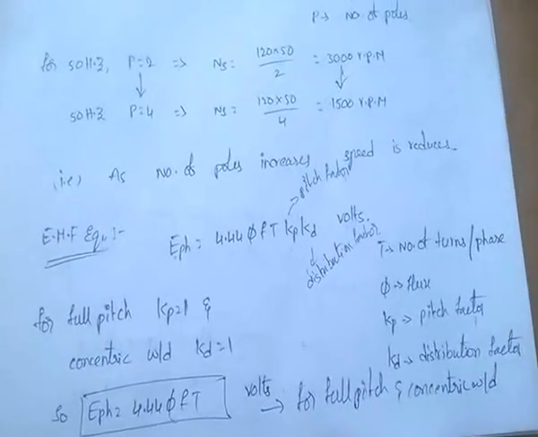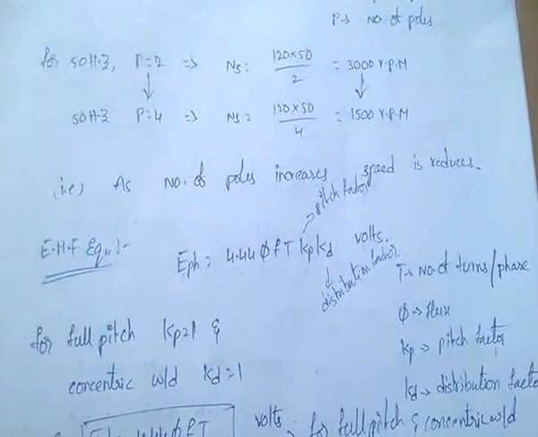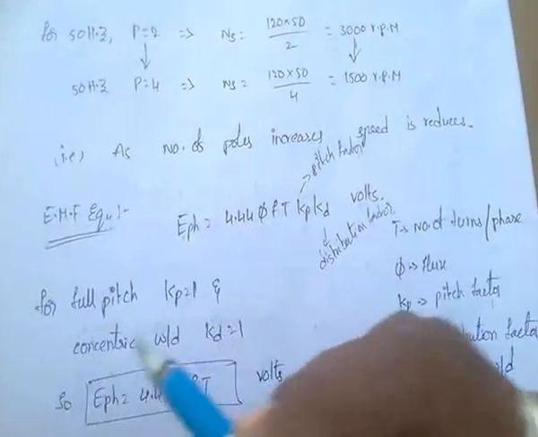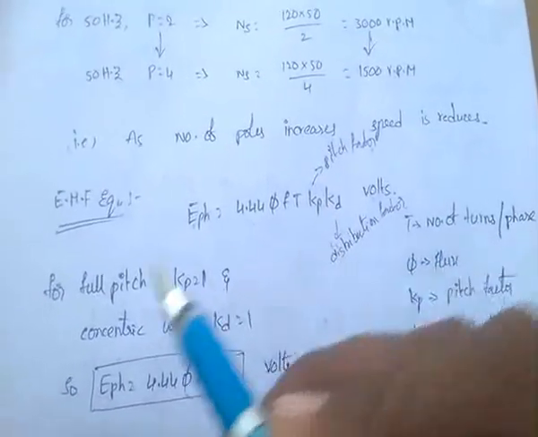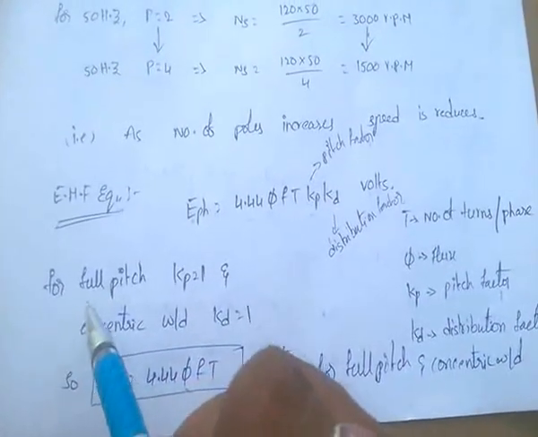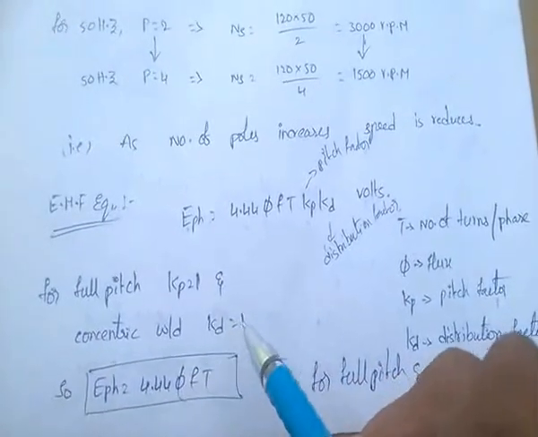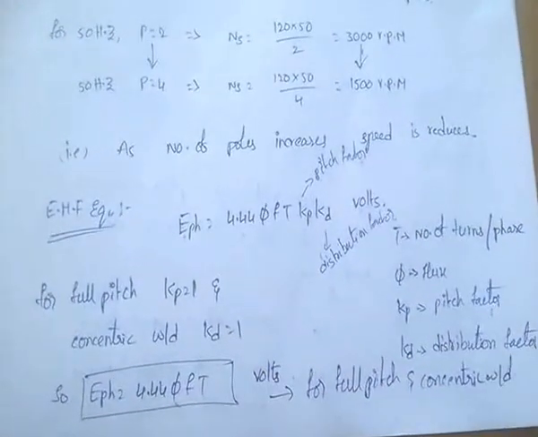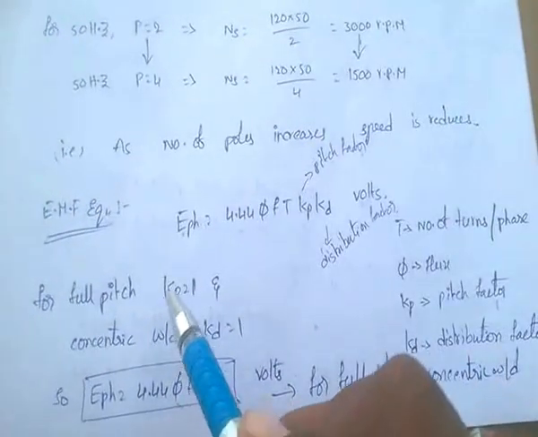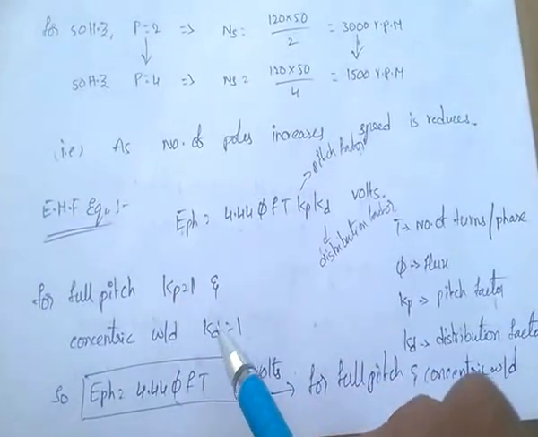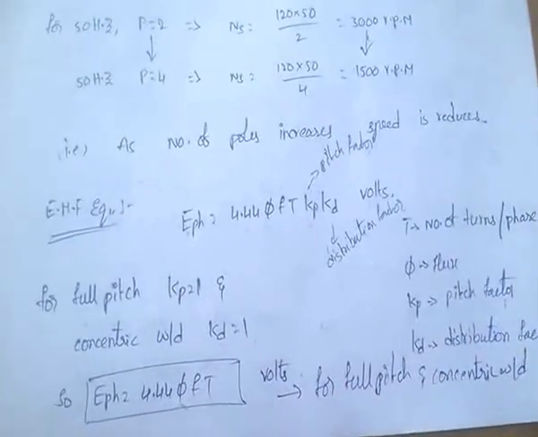Other than electrical students, these words are very difficult to understand, but don't worry, just remember for full pitch Kp equal to 1, for concentric winding Kd equal to 1. And I will explain what the pitch factor and distribution factor are later.